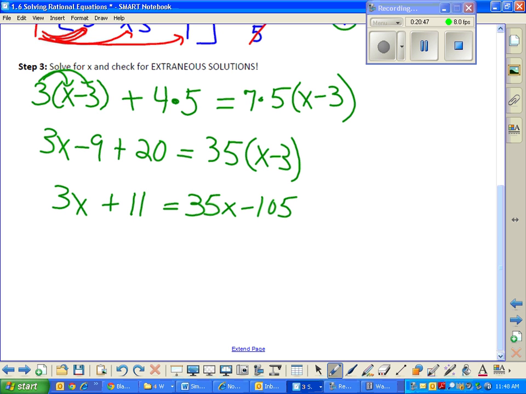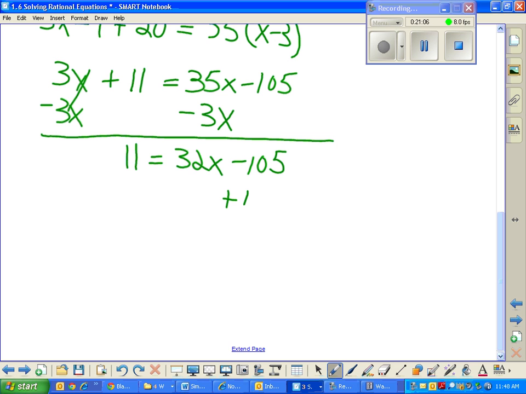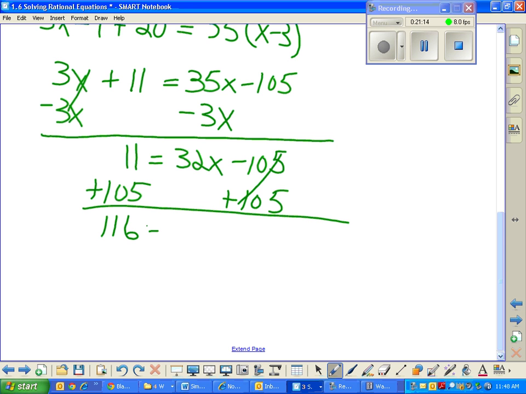I usually move all my variables to one side and constants to the other. So I'm going to subtract 3x from both sides to move all of my variables to one side. And then I would add 105 to both sides to bring my constants to the other side. So you get 116 equals 32x. Divide both sides by 32. You get 29 over 8.